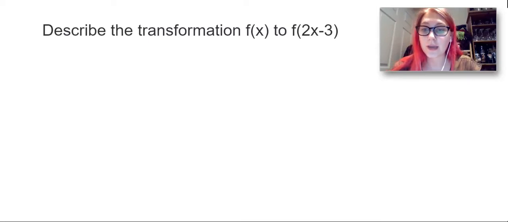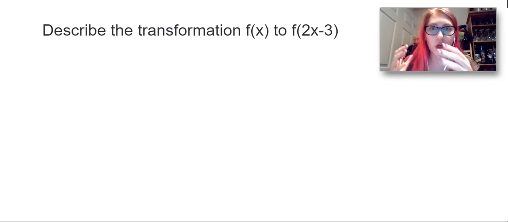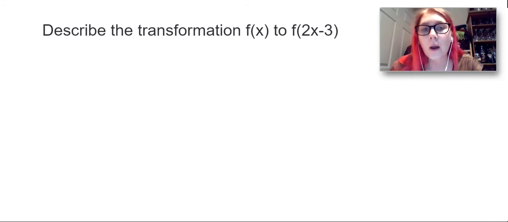So the question that we have here is to describe the transformation from f of x to f of 2x minus 3. So we're taking some function and we're now applying it to 2x minus 3 instead of just x. This is quite a tricky question because we can see that both of the changes, the 2 and the minus 3, are both being applied to the x. And this means that the order is important.